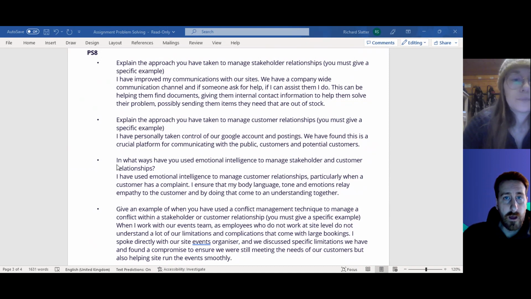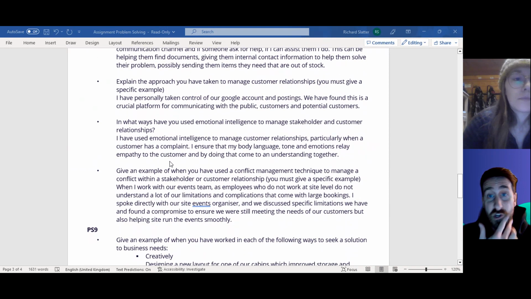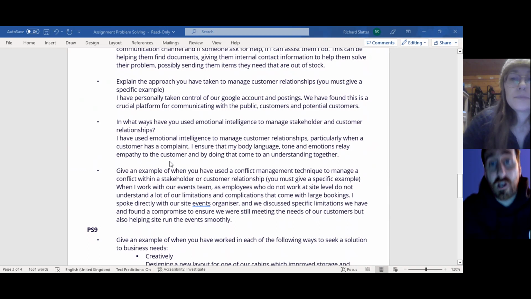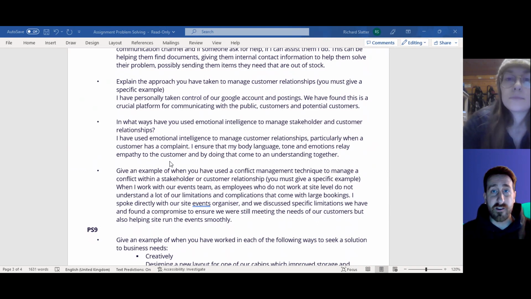Yeah. Okay. In what ways have you used emotional intelligence to manage stakeholder and customer relationships? So emotional intelligence, this is going back to the start of course, communication, team building, that kind of stuff. Yeah. I've used emotional intelligence to manage customer relationships, particularly when a customer has a complaint. I ensure that my body language, tone, and emotions relay empathy to the customer, and by doing that, come to an understanding together.